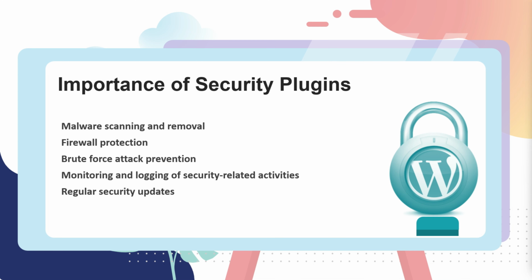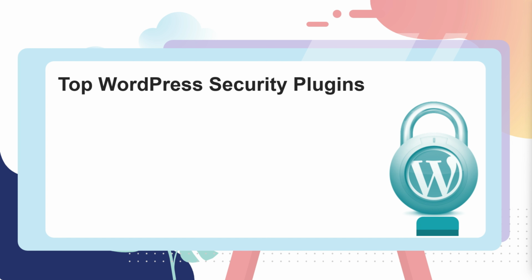Now let's look at some of the top WordPress security plugins that are available. The first one is Wordfence Security, which offers you firewall protection, malware scanning, and login security. The second one is Sucuri Security, which provides comprehensive security features including malware scanning and blacklist monitoring and post-hack security actions. Number three is iThemes Security, which focuses on securing user accounts, preventing brute force attacks and detecting file changes.